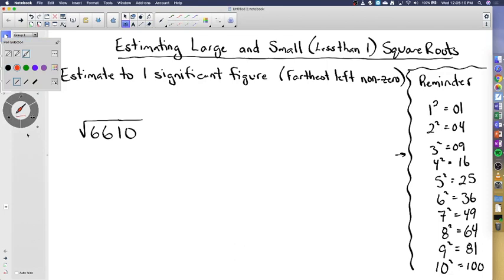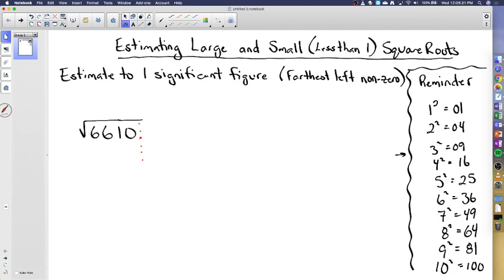The reason that's helpful is what I'm going to do with this value 6,610: I'm going to go from the decimal point, which right now is to the right of the 0, and split into pairs of numbers. So the decimal point stays there, but I group the 0 and the 1 together as a group of 2. When I'm estimating square roots, I'm always going in pairs of numbers. So the 6 and the 6 also make a pair.